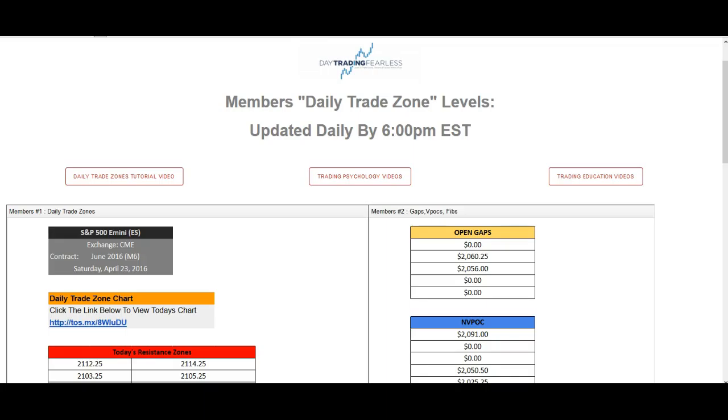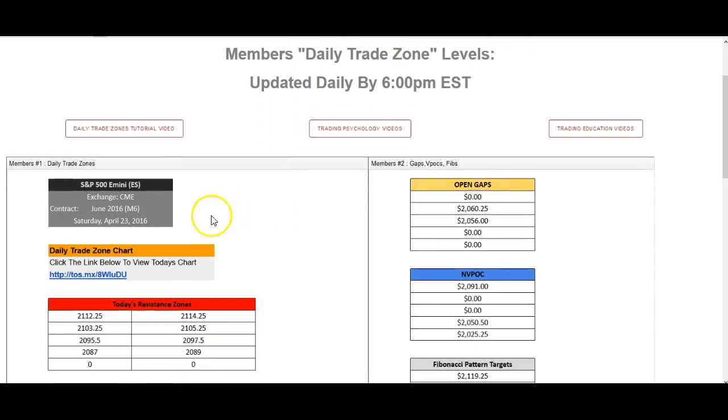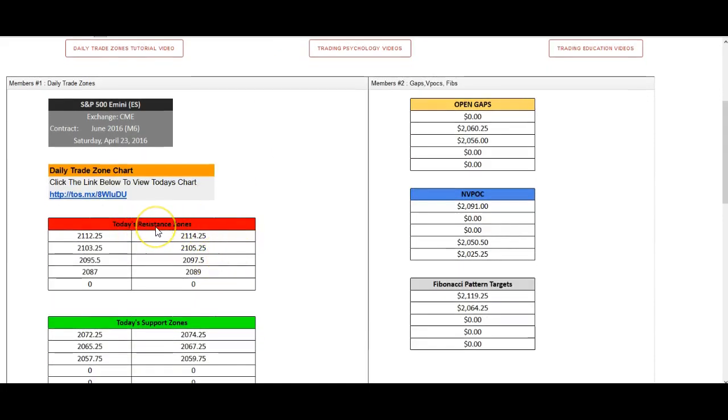This is part 2 of the daily trade zone levels. On the first part, we went over how to trade the resistance and support levels and to look at the daily chart. Now we're going to go over how to trade the gaps, naked VPOCs, also known as VPOCs, and the Fibonacci pattern targets.